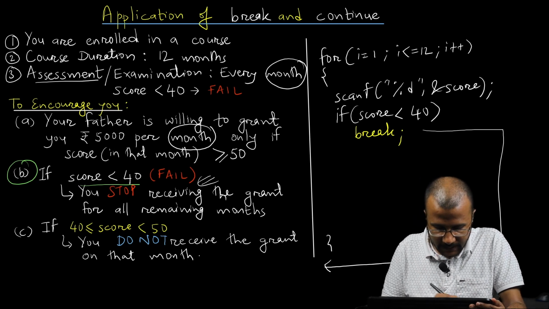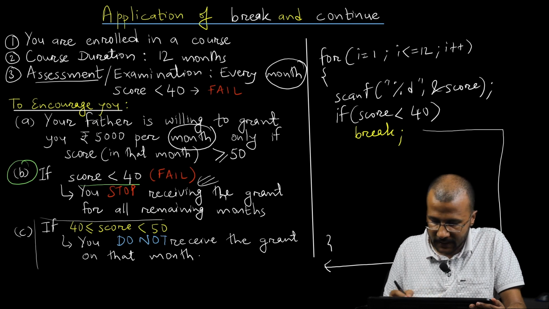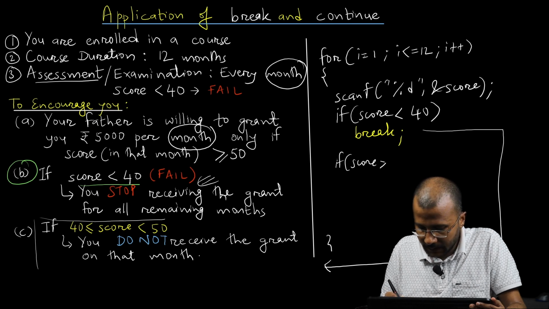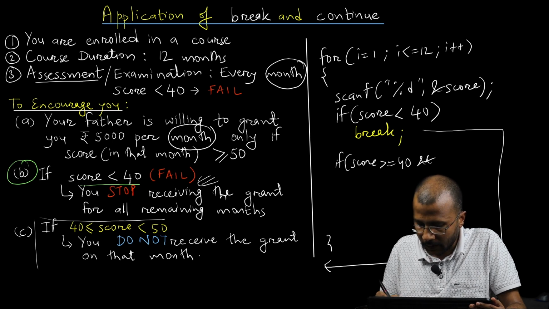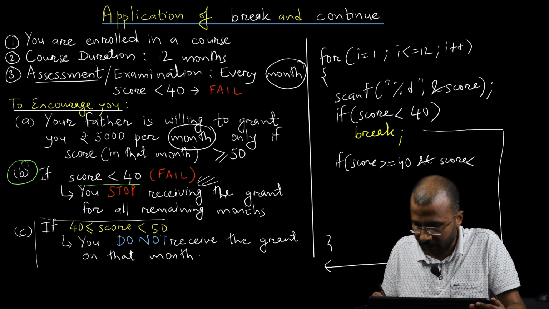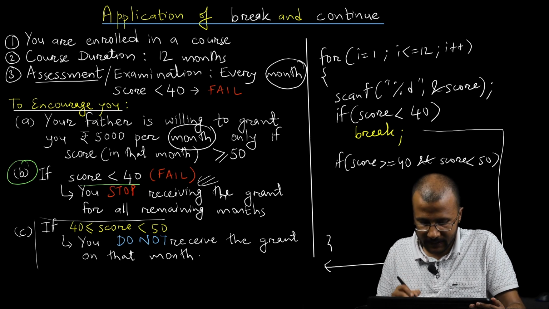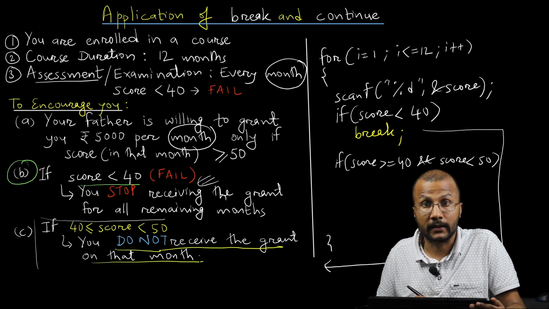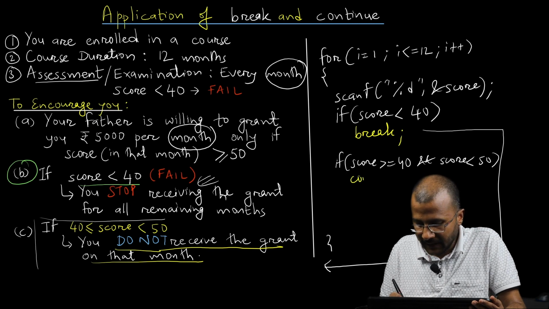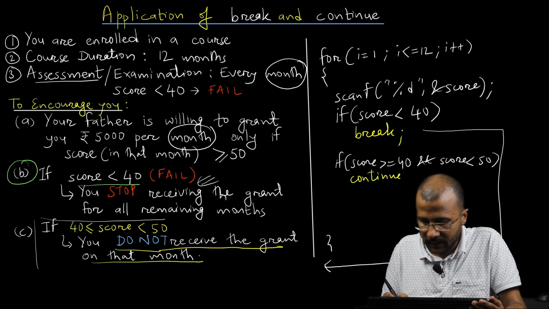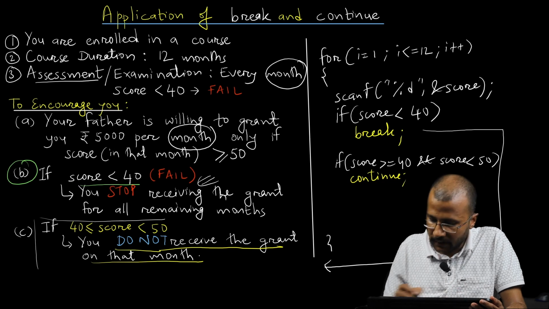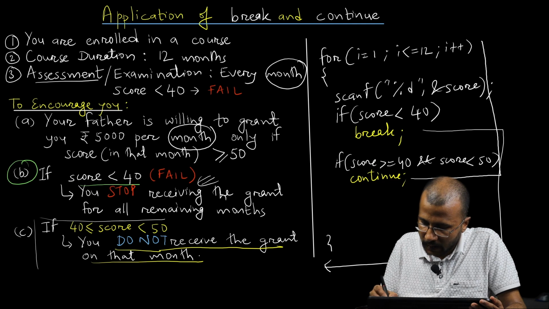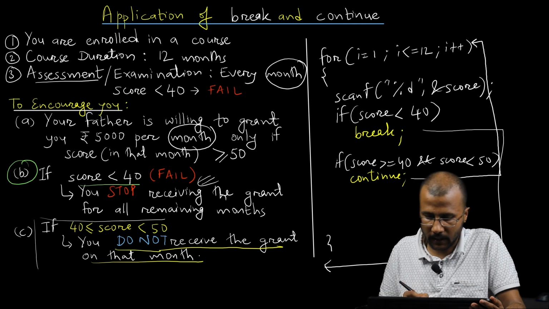Now let's try to implement the next one. If your score is greater than or equal to 40 and your score is less than 50, what does it mean? That means you will not receive the grant for that particular month. So I'll have to use the continue statement here. As soon as the continue statement is encountered, you will not go below to get the grant. You will just go and continue with your loop. Okay, this is the continue.